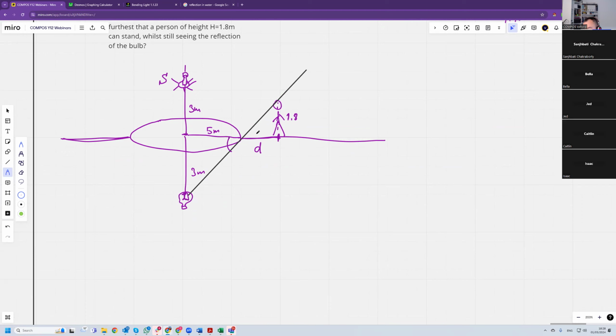Okay, that's straightforward. You can use trigonometry or you can use triangle similarity. Basically, three to five, because these triangles are similar. The ratio of 3 to 5 is the same as the ratio of 1.8 to D. And from here, we can immediately find that D is equal to 1.8 times 5 divided by 3. 1.8 times 5, I believe it to be 9, and 9 over 3 is 3 meters. So the furthest you can stand still seeing the reflection of the light bulb is 3 meters.